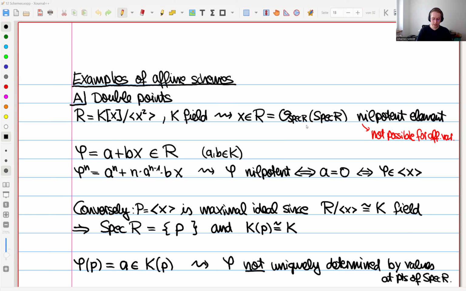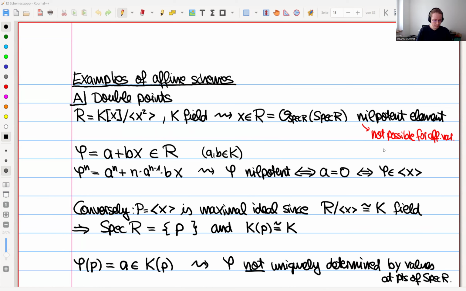And the interesting thing is that this x is now a nilpotent element, right? Because if you take it to the power 2, you get 0 as a function. And this is already something which we know is not possible for the affine varieties over a field, because there the coordinate ring is always supposed to be reduced. And this leads to some interesting behavior.